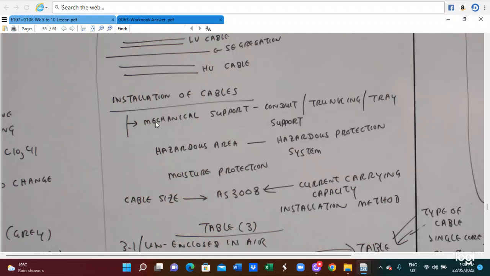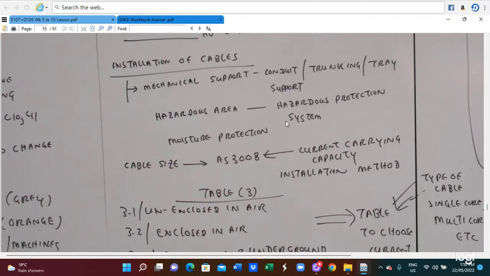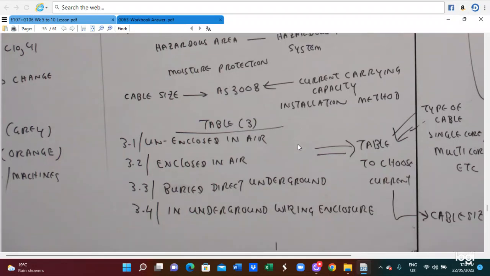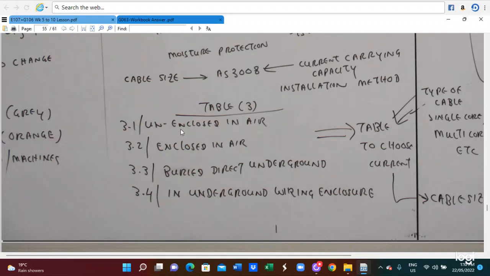We have to provide a magnetic spoke for the conduit trunking and trail spoke. Hazard area, we have to use a hazardous area protection system. Y-sharp protection, KVSIR, ES, 3-8 have to be utilized. This is the current carrying capacity and the installation method. So table 3 is this, for the 3x1 is the unenclosed air, 3x2 enclosed air, 3x3 direct underground, and 3x4 are underground wire enclosure.